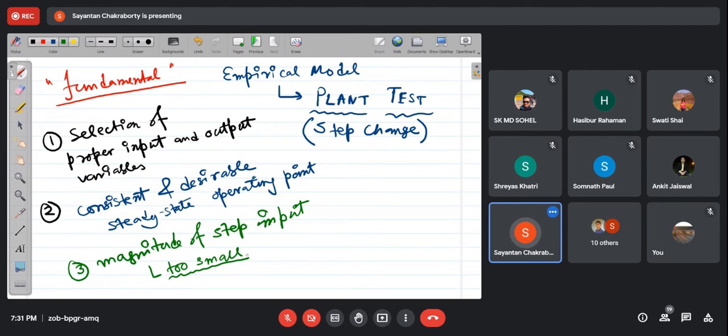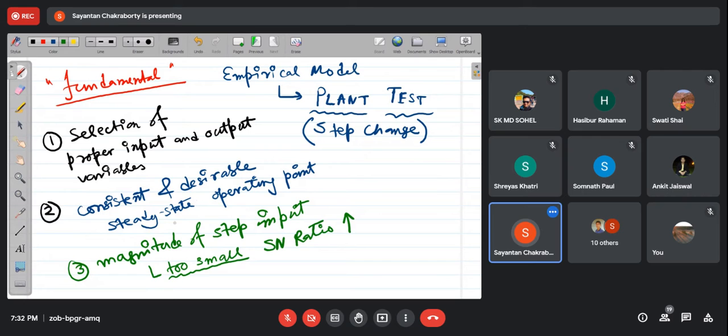So what will be your objective? The objective will be to choose the magnitude of the step such that it is large enough so that the output signal to noise ratio is high. The signal to noise ratio should be high so that you can clearly distinguish between the output data and the noise associated with the measurement. Only then can you rely on the model you develop based on the output data.